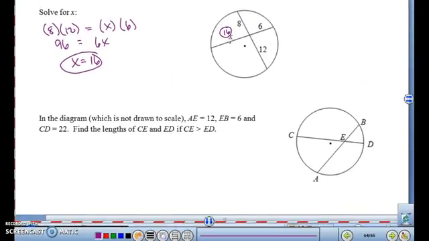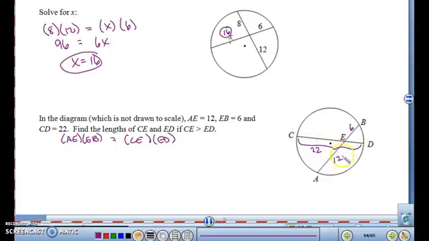Okay, now let's see if we can do a little challenge here. In the diagram, which is not drawn to scale, AE is 12, EB is 6, CD here is 22. Find the lengths of CE and ED if CE is greater than ED. Okay, so these are two chords intersecting, so we know the products of the segments of the chords are equal. So that means that AE times EB should equal CE times ED. Problem is, we don't know what CE and ED are.